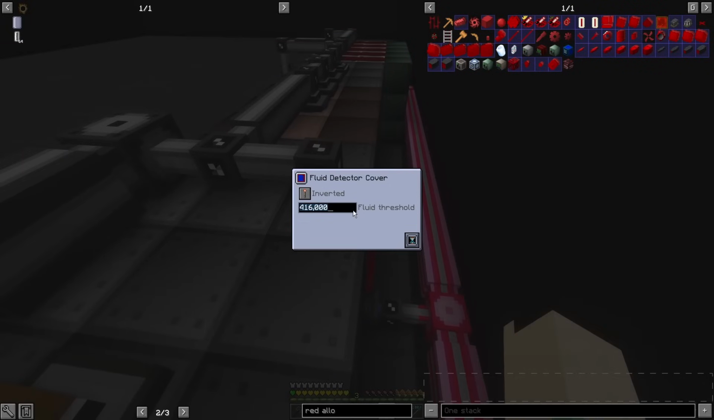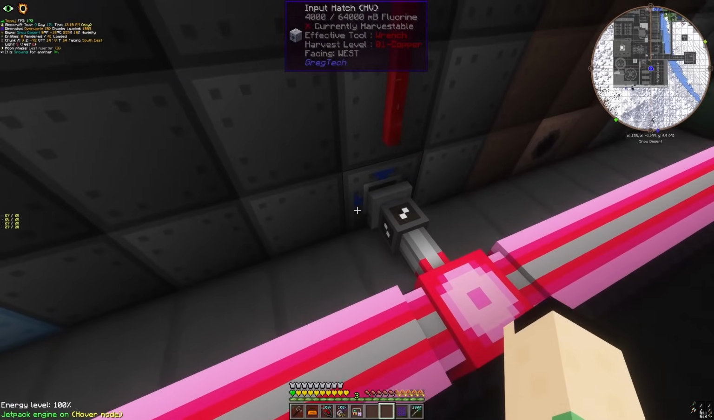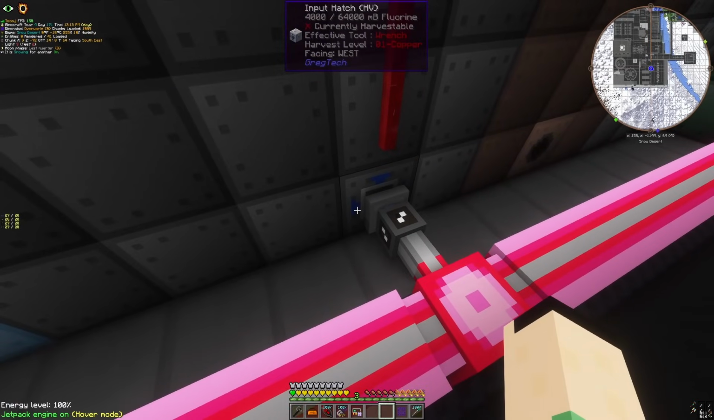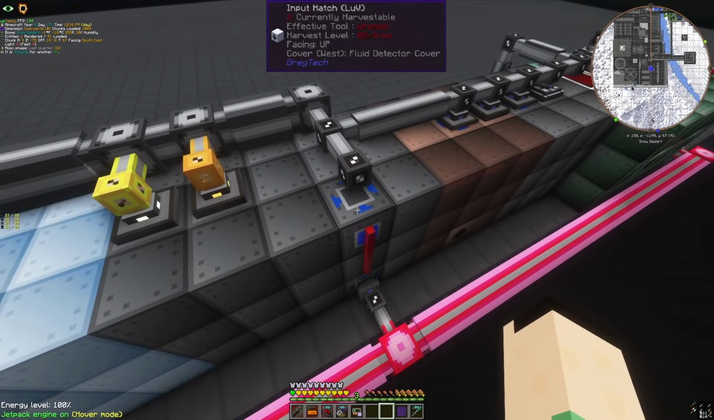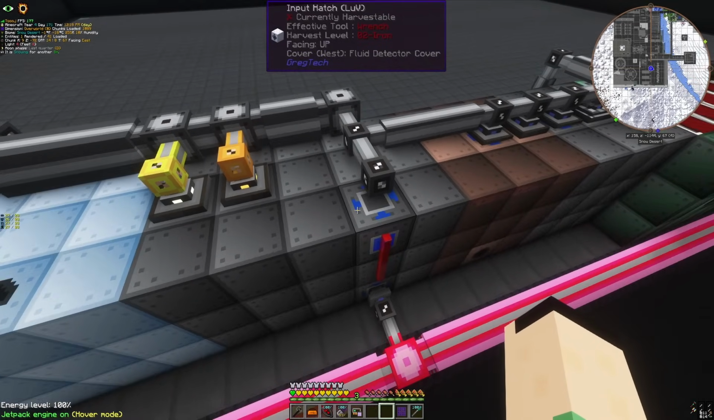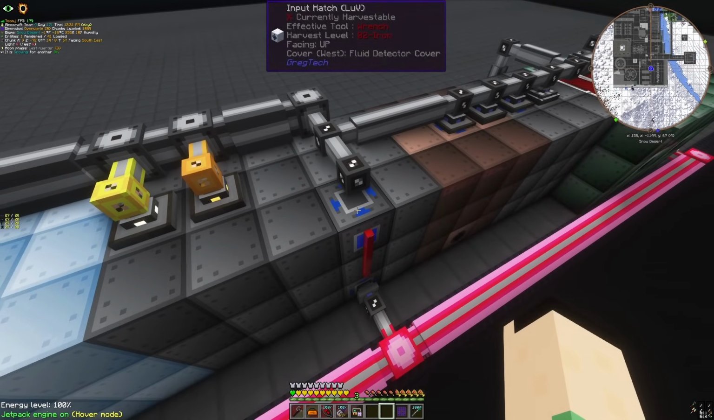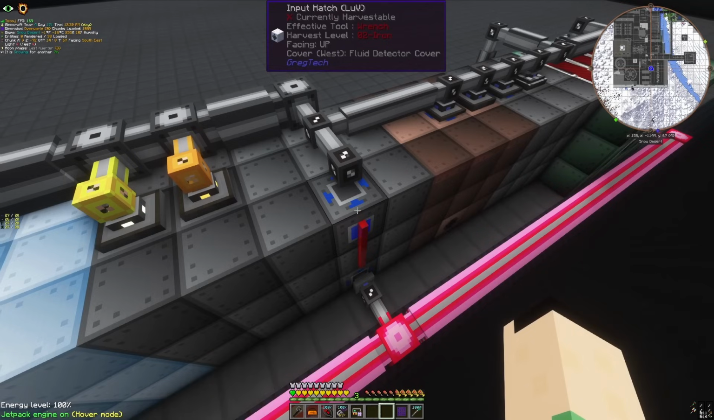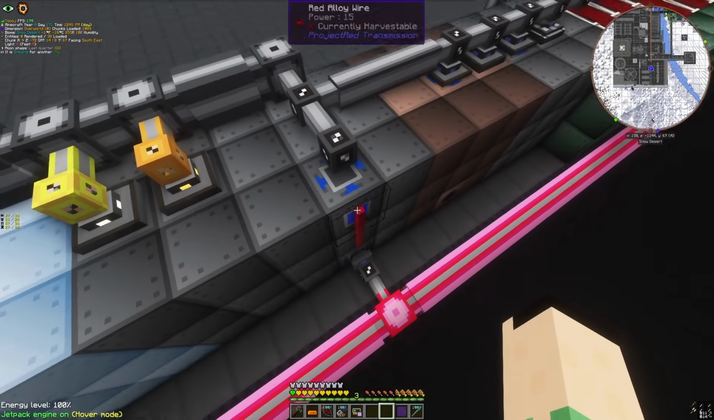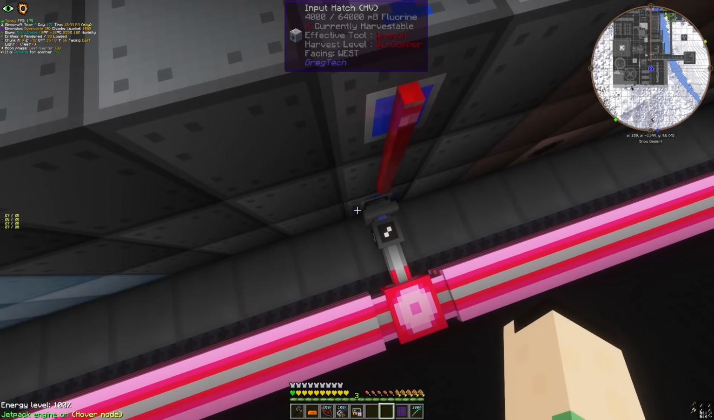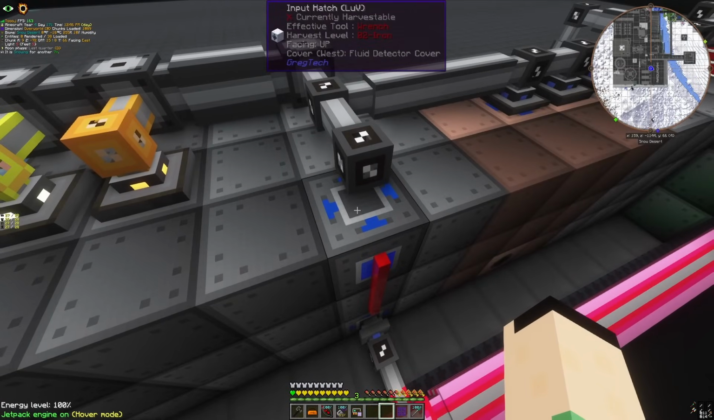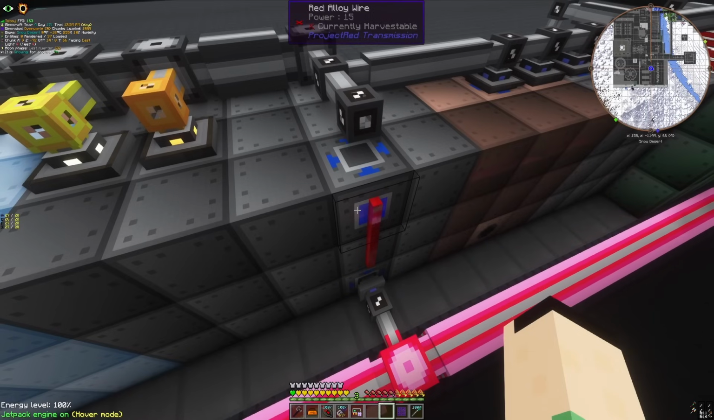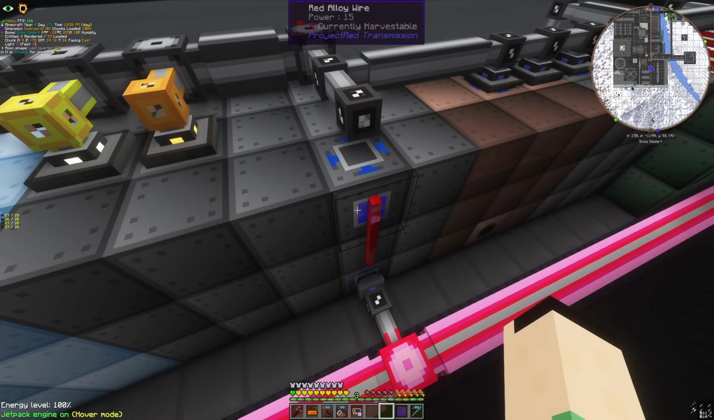So I get 426,000 liters of fluorine back, and that goes into this LUV input hatch, and I have a fluid detector cover here. I did 416,000 because that plus the capacity of this HV input hatch is 480. So I don't know why I did that, honestly. It's just kind of intuition, and I feel like it's going to work, but I don't know for sure. And this fluid detector cover makes sure that we only pump out additional fluorine if this input hatch is less than 416,000 liters.